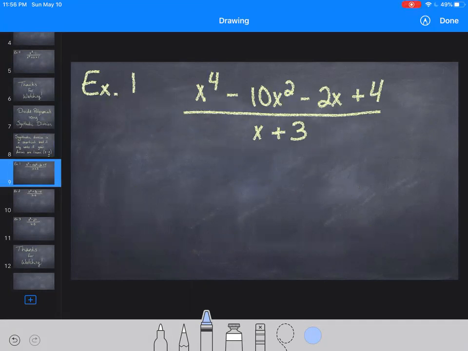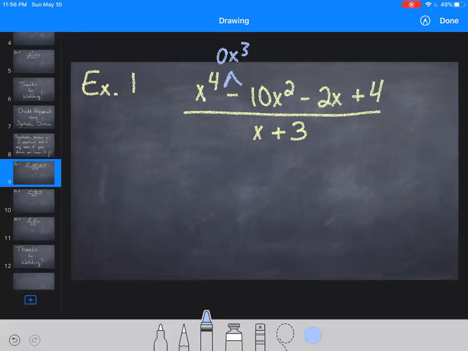Let's take a look at example 1. If I had x to the fourth minus 10x squared minus 2x plus 4 all divided by x plus 3, and I wanted to use synthetic division, the first thing I'm going to do is see if there's any values that are missing. I can see that I don't have an x cubed, so I know that I have 0x cubed. Whenever you're working with synthetic division or long division, you always want to make sure that everything is taken care of: the x to the fourth, the x cubed, the x squared, the x, and the constant.